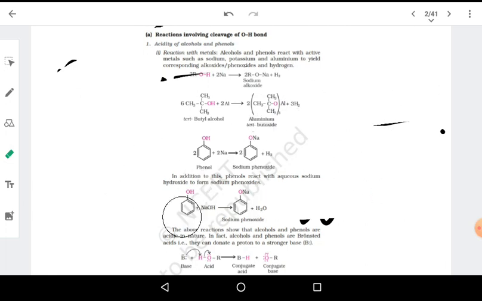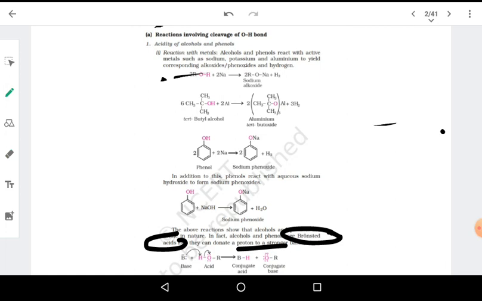Let us now see another case. The above reactions show that alcohols and phenols are acidic in nature. Therefore, we can say that alcohols and phenols are Bronsted acids. Now, what do we mean by Bronsted acids? They will donate a proton, an H plus, to a stronger base. That is why they are known as Bronsted acids. So this is very important: alcohols and phenols are Bronsted acids.